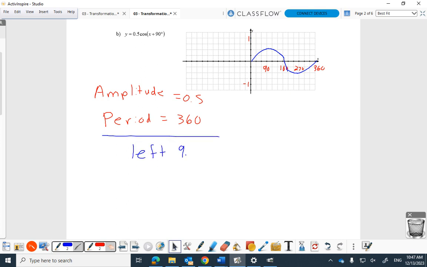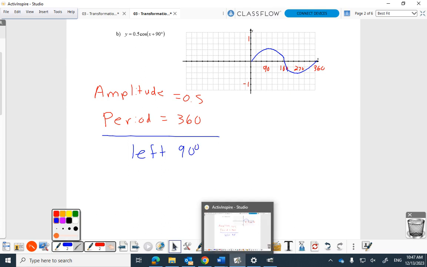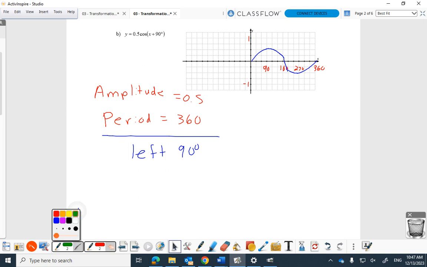But some people like doing this. They're like, okay, no problem. I've got that graph, which I was supposed to do in orange, but I didn't. So I'll do my final graph in green. And I just move everything left 90. So this is 90 over.